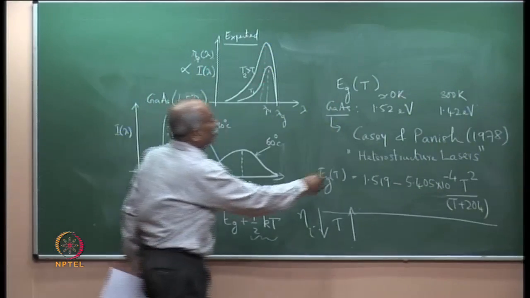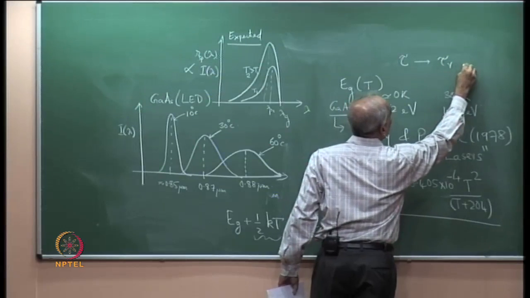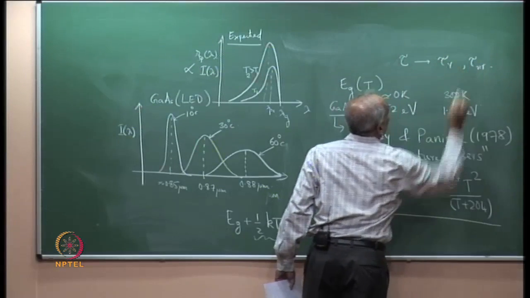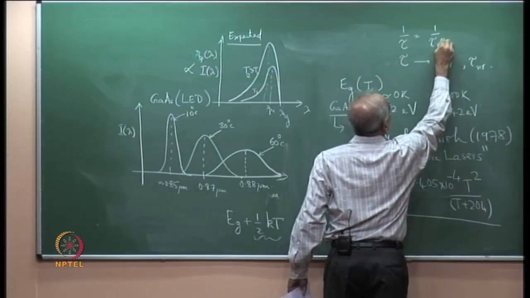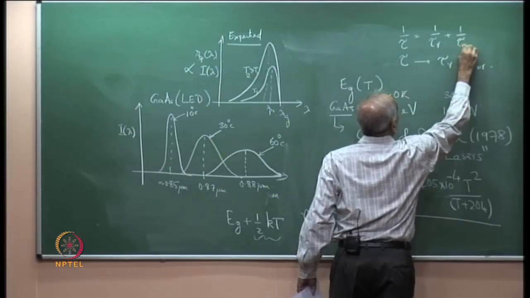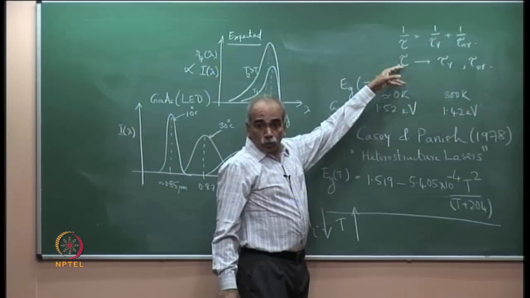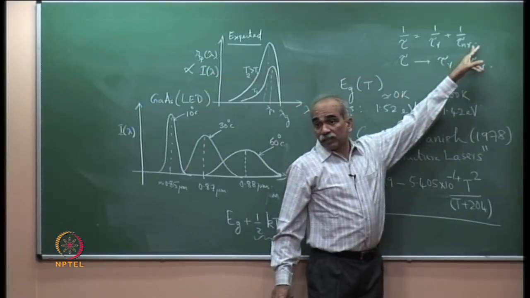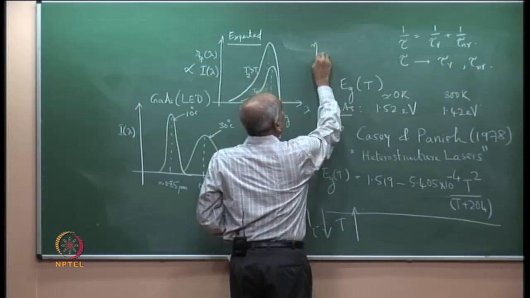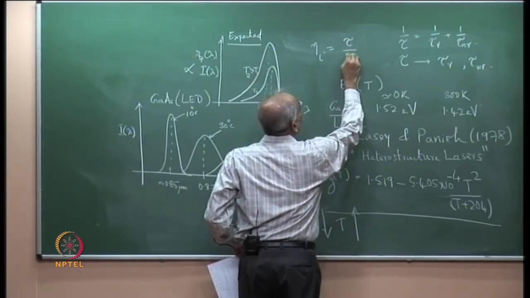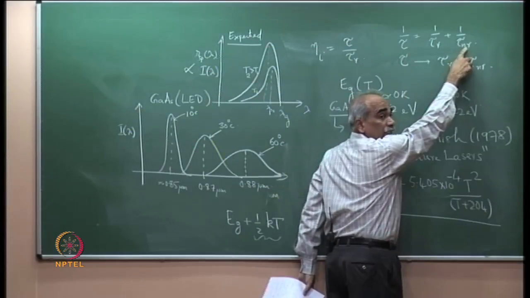Tau in the expression there contains tau r and tau nr. And the relation is 1 over tau is equal to 1 over tau r plus 1 over tau nr. As temperature increases, tau decreases rapidly because tau nr decreases. And therefore, eta I is equal to, we have this expression, tau by tau r. Tau decreases rapidly because tau nr decreases rapidly.